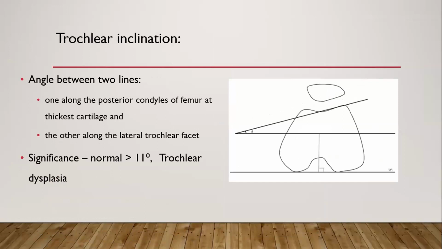Trochlear inclination is an angle between the posterior condyle of the femur and a line along the lateral trochlear facet. Normally it is more than 11 degrees. If it is less, then it shows that there is trochlear dysplasia.